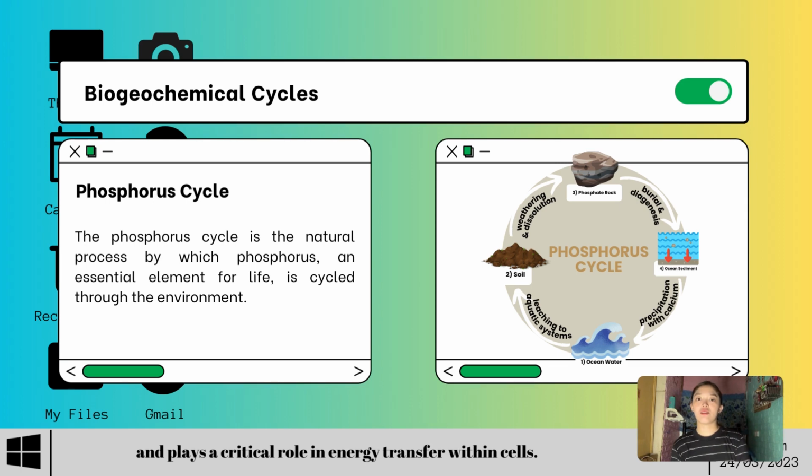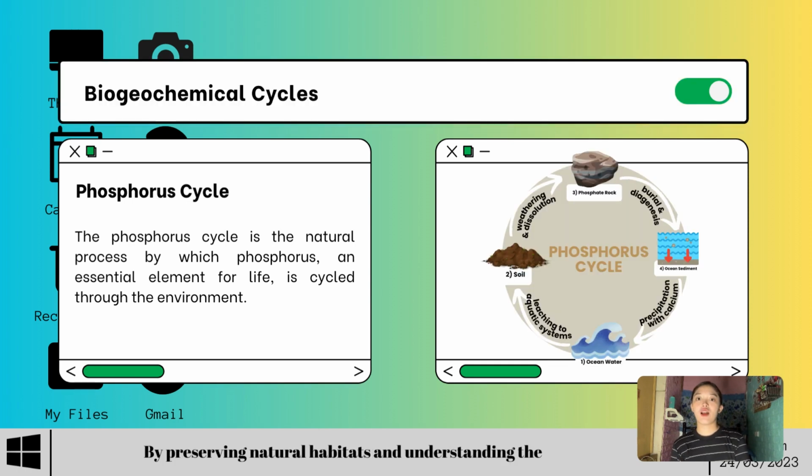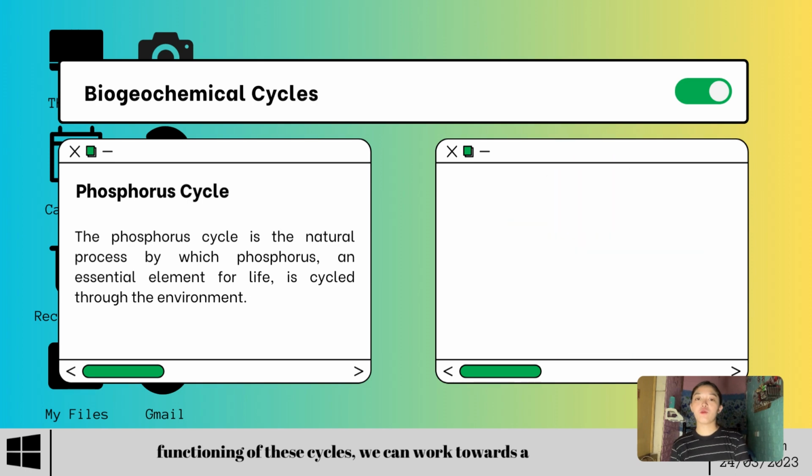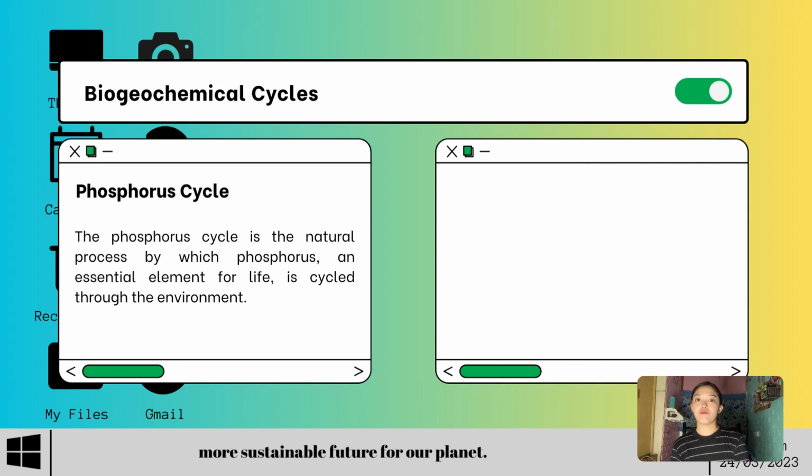Land preservation and awareness of the sedimentary and phosphorus cycles are interconnected because both are necessary for maintaining healthy ecosystems and promoting sustainable land use practices. By preserving natural habitats and understanding the functioning of these cycles, we can work towards a more sustainable future for our planet.